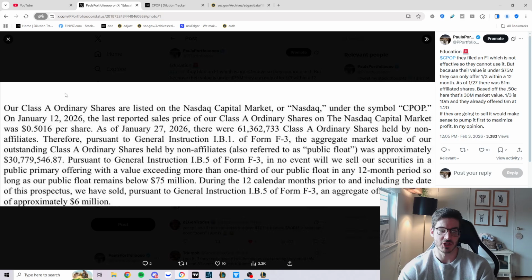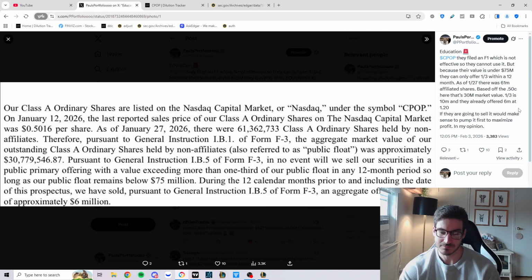It's the shares times the price is the market cap. Okay, so pursuant to this SEC rule, in no event will we sell our securities in a public primary offering with a value exceeding more than 1/3 of our public float in any 12-month period, as long as our public float remains below $75 million.